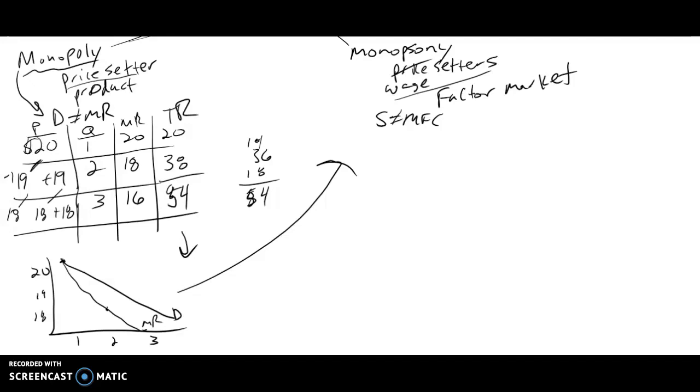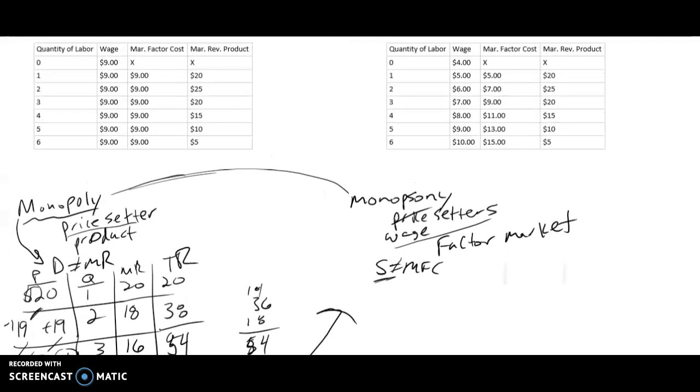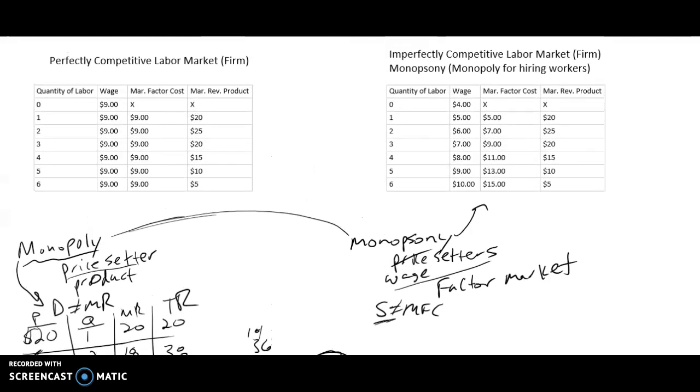But back over for a monopsony, they're a price setter as well, just like a monopoly. Now, that doesn't mean they can set whatever wage they want to, but they can charge kind of different wages for different quantities of labor. And this is what makes up the supply curve. So we're going to use the numbers up here to take a look at that.